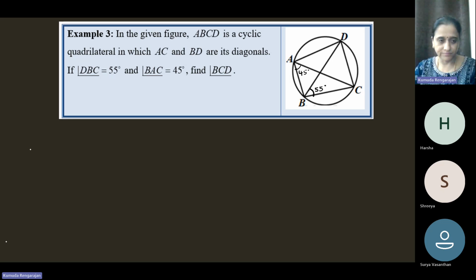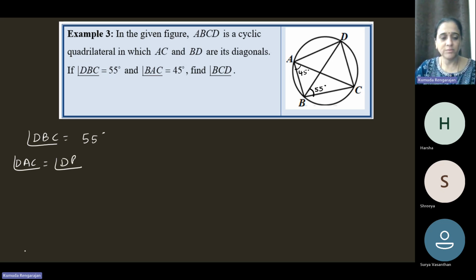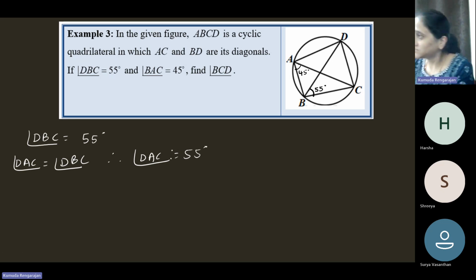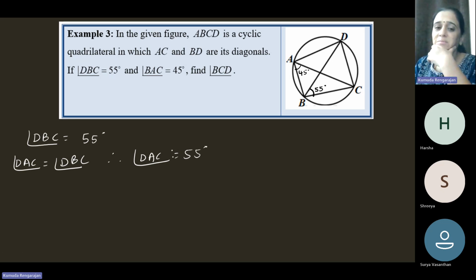DAC. Which is the other angle? Meaning DAC is equal to which one? DAC is equal to DBC. So angle DBC is 55 degrees. Angle DAC is equal to angle DBC. Therefore, angle DAC is also 55 degrees. Reason: angles in the same segment of a circle are equal.